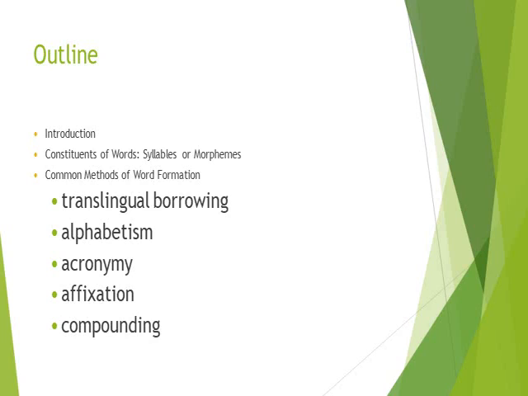I'll take it again. The outline of this lecture is this. There'll be an introductory section. We'll look at constituents of words, and under this, we're looking at syllables and morphemes. We'll look at common methods of word formation, and under this we're considering 5 elements: translingual borrowing, alphabetism, acronymy, affixation, and compounding.